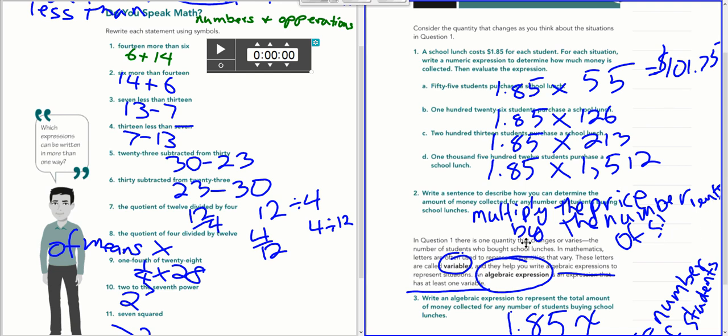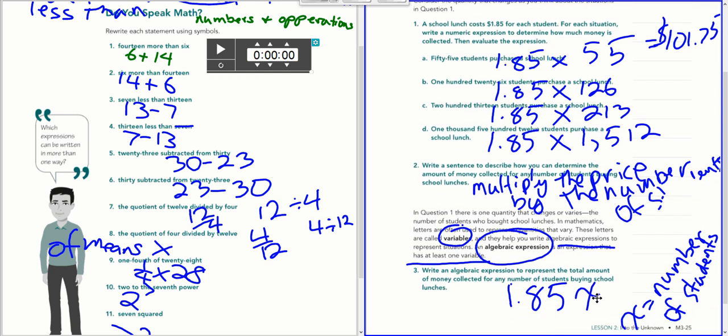That should say students. And so what we find out is these letters, let me go back a little bit. It says in question 1, there is one quantity that changes or varies. That's this right here, the number of students. In math, letters are often used to represent numbers that vary. So these letters are called variables. So what we could do is change this amount that changes into a variable, a letter to represent it. And that's what we call an algebraic expression. It's one that contains at least one variable. So $1.85 times x, where x would represent the number of students.